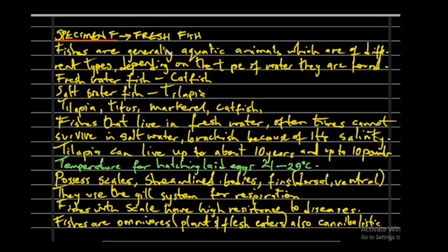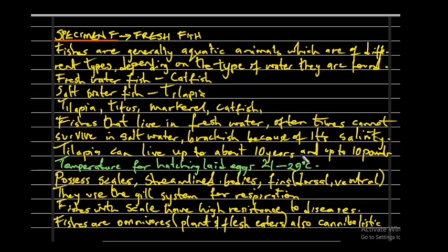So like I said, they are generally aquatic animals, and they are of different types depending on the type of water or where they are actually found. So we have the catfish, tilapia fish, titus, mackerel, etc. All of these are types of fishes that we have. Fishes that live in freshwater most times cannot survive in saltwater or brackish water because of the salinity of the waters, like I made mention of earlier on.